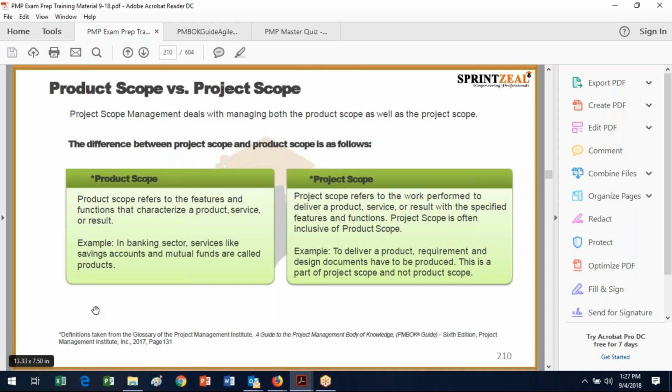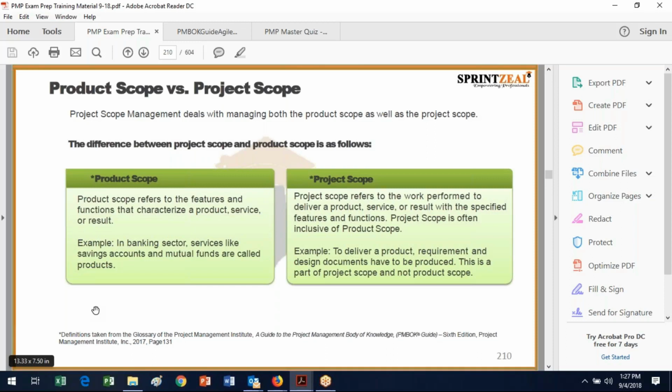The product scope are the features and functions that characterize the product, service, or result. So, for instance, savings accounts and mutual funds are called products. Whereas the project scope is the work performed to deliver a product, service, or result with specified features or functions. So, if you were thinking about a Venn diagram, project scope is the all-encompassing circle, and then product scope is inside the circle.